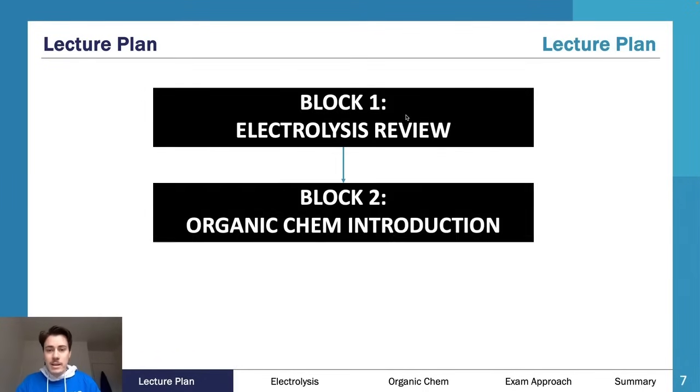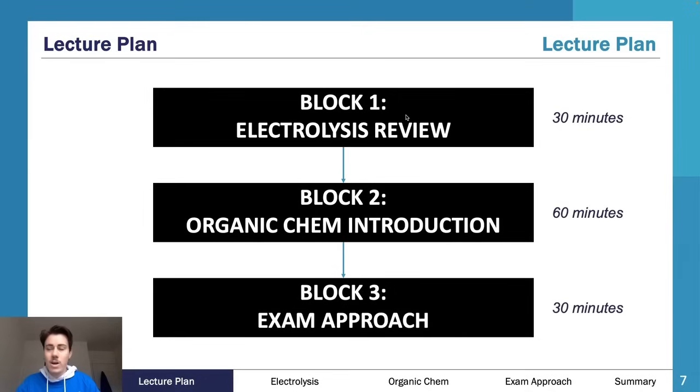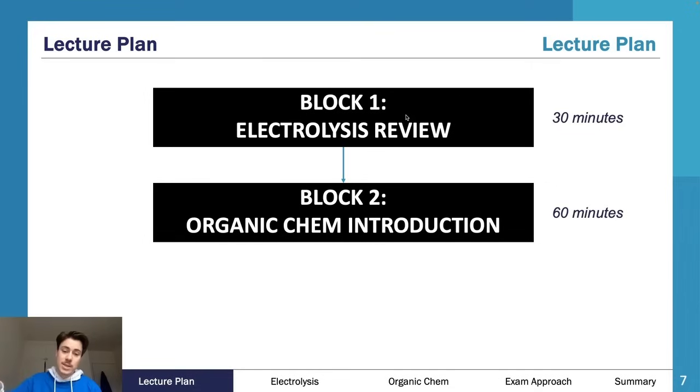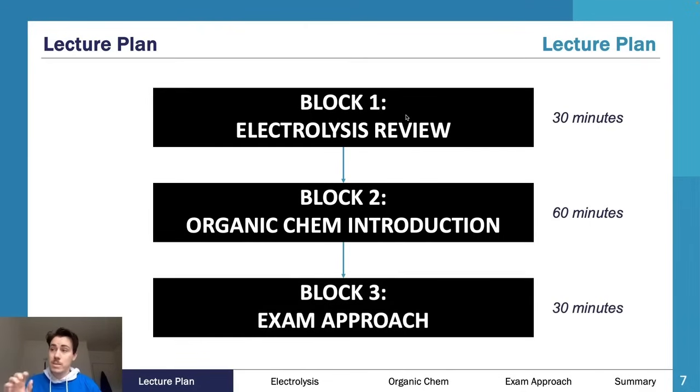This will be the lecture plan. As I said, we're going to do the bulk of our content in the first hour and a half. So we're going to do electrolysis review and our organic chemistry introduction. The organic chemistry introduction might go a little bit longer. That's just the reality of it. And then we'll jump into the exam approach. Now, the exam approach really should only take like 20 minutes. So if we go a little bit over in the other sections, that's okay, because the exam approach section shouldn't really take half an hour.